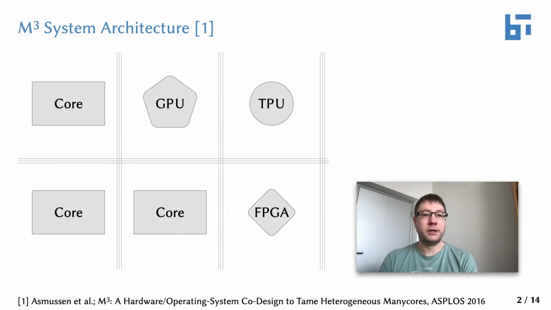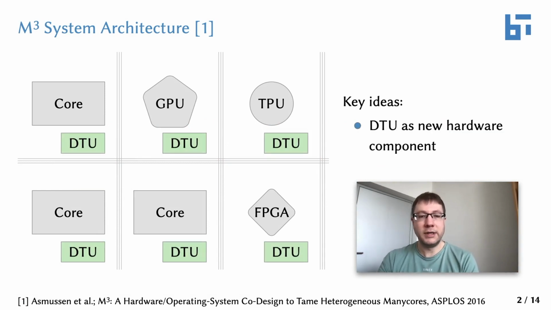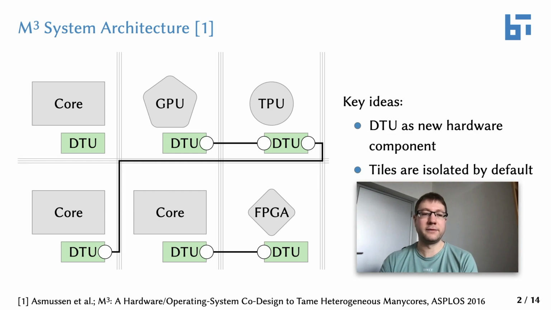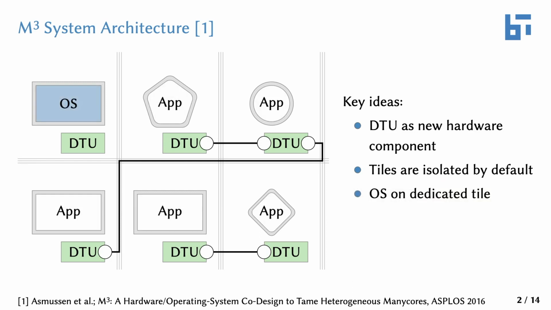Our work is based on the M3 system architecture, which is a hardware operating system co-design that integrates different cores and accelerators into the same system. Most importantly, it introduces a new hardware component called data transfer unit, DTU, into every tile of this tiled hardware architecture. The DTU both isolates tiles and also allows communication between tiles. The operating system is running on a dedicated tile and is responsible for setting up these communication channels between DTUs and between the applications running on the remaining tiles here. The communication is a fast path communication in the sense that after setting up such a channel, the operating system is no longer involved in the communication.